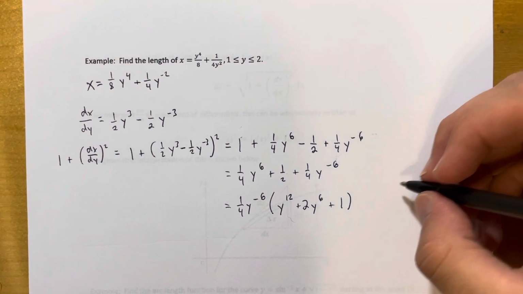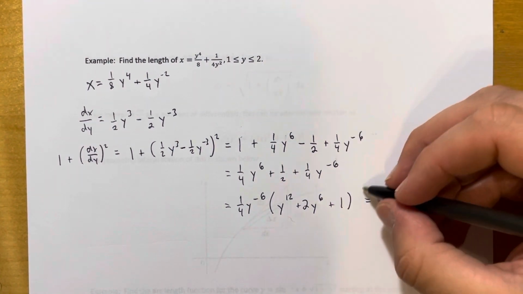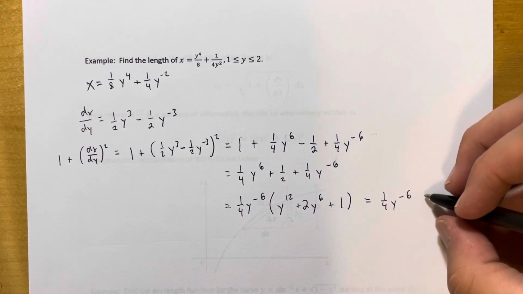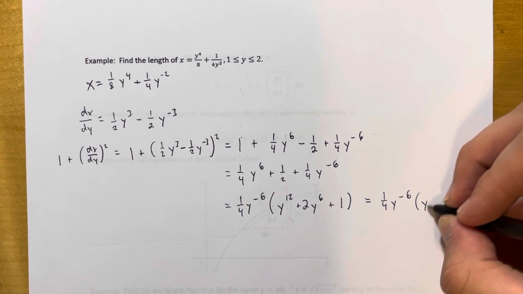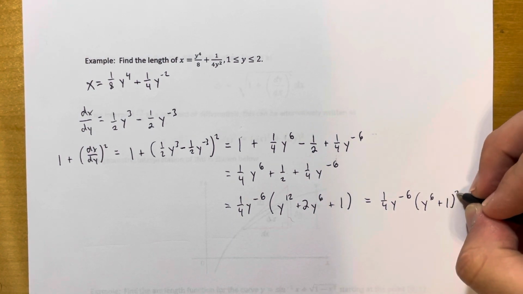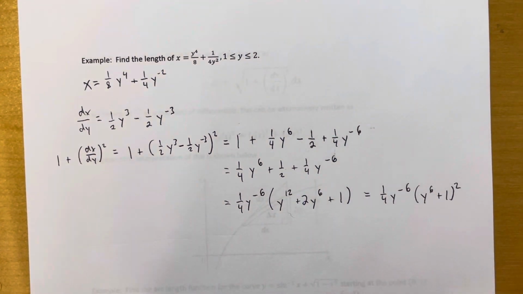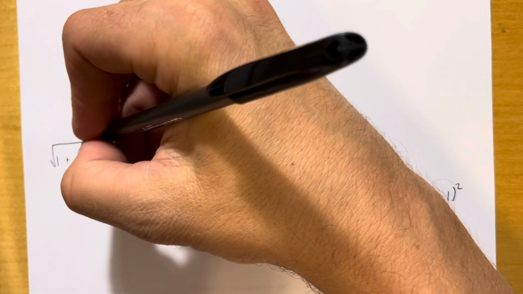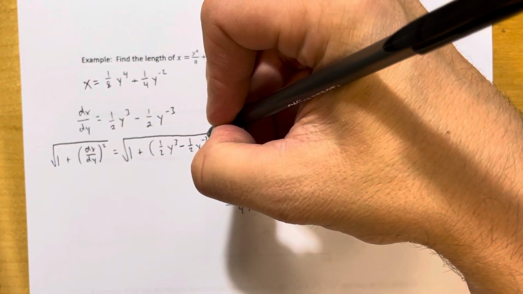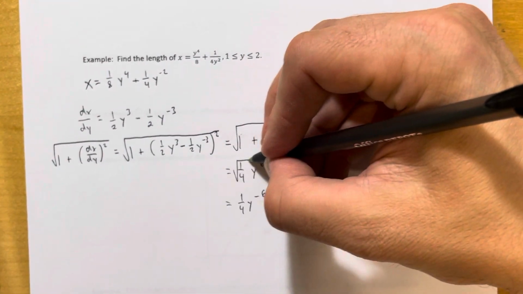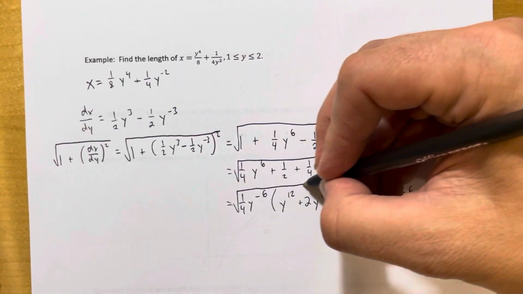Okay, I'm going to go off to the right here. This is the same thing as 1/4 y to the negative 6th times (y to the 6th plus 1) squared. So that thing in parentheses is a perfect square trinomial, which is great. That's kind of what we wanted to see. So now we can deal with the square root. If I want the square root of this, I'll include that in there. I'm going to put these square roots over all of these previous steps that I just did.